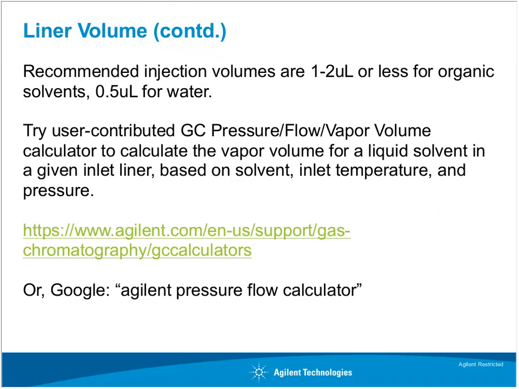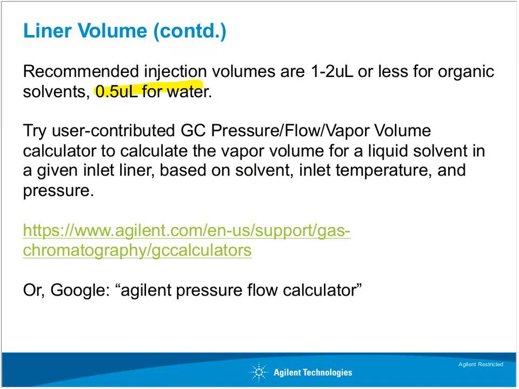But recommended volumes are 1 or 2 microliters for organic solvents. And really, if you're doing water, try as best you can to limit it to half a microliter of water. Water is the most problematic solvent to be used just because of its expansion coefficient. A lot of people think the column is going to degrade or things like that. The column's not really the issue at all. It's all the inlet. So with that, we can determine if you're going to have an issue right from the get-go or not by using a calculator.